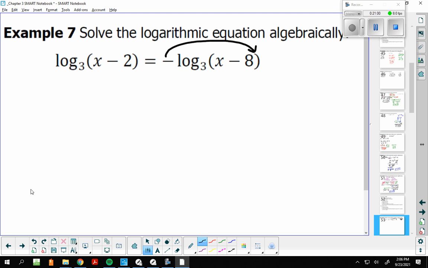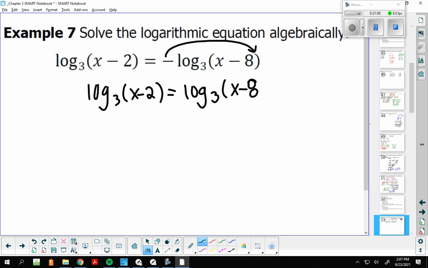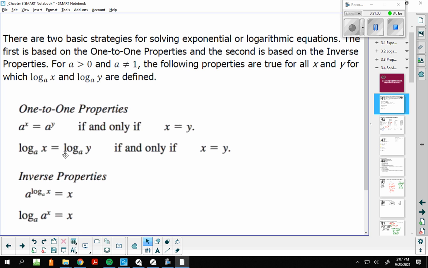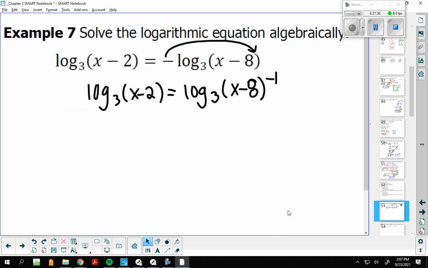So we're condensing. Okay, so now we have log base 3 of x minus 2 equals log base 3 of x minus 8 to the negative first power. And now we just have a log and a log, nothing else. So we don't have any numbers in front of it, being added to it, being subtracted, being multiplied, nothing like that. So now we've condensed the log terms. Now we can drop the log terms because of this property right here. x equals y. So we can drop the logs, and we get x minus 2 equals x minus 8 to the negative first.